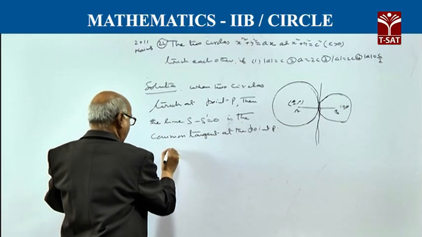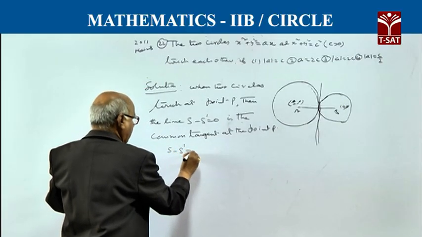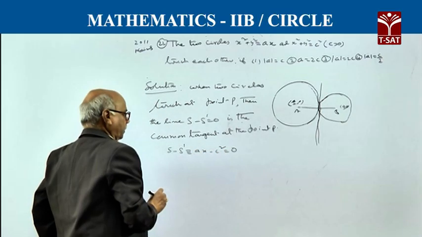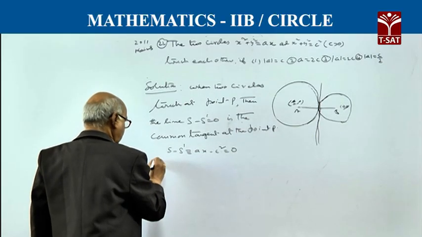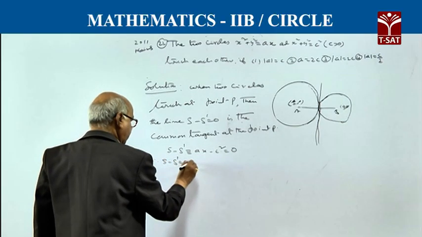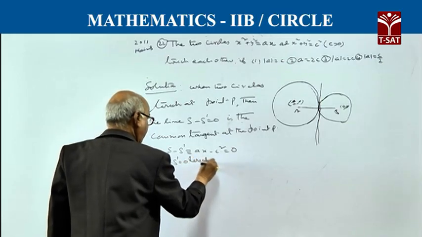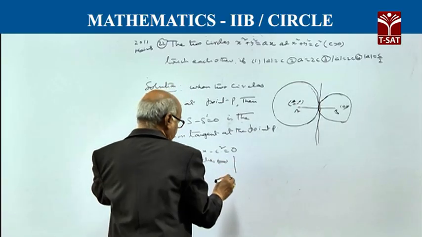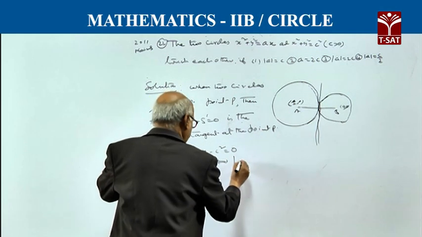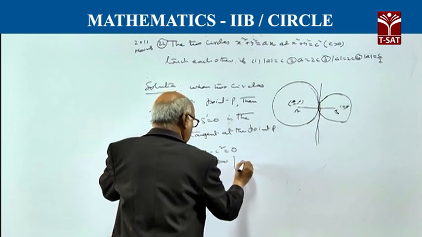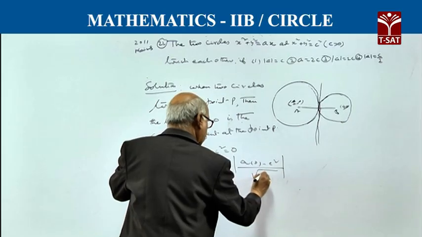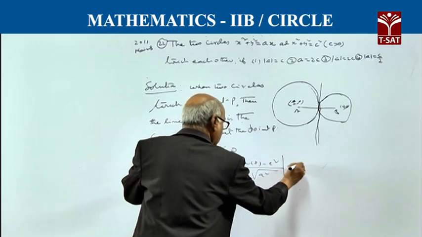So, now here s minus s dashed is nothing but (ax minus c) square equal to 0. So, therefore, s minus s dashed is equal to 0 touches if and only if the distance of the center of one of the circles from the origin, so 0 into A or A into 0 minus C square by root over A square, is equal to the radius C.